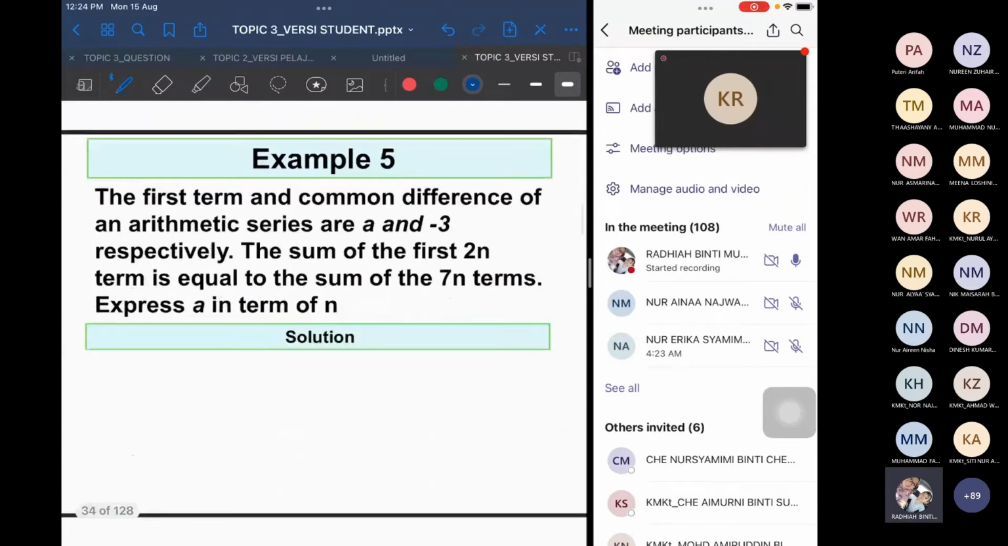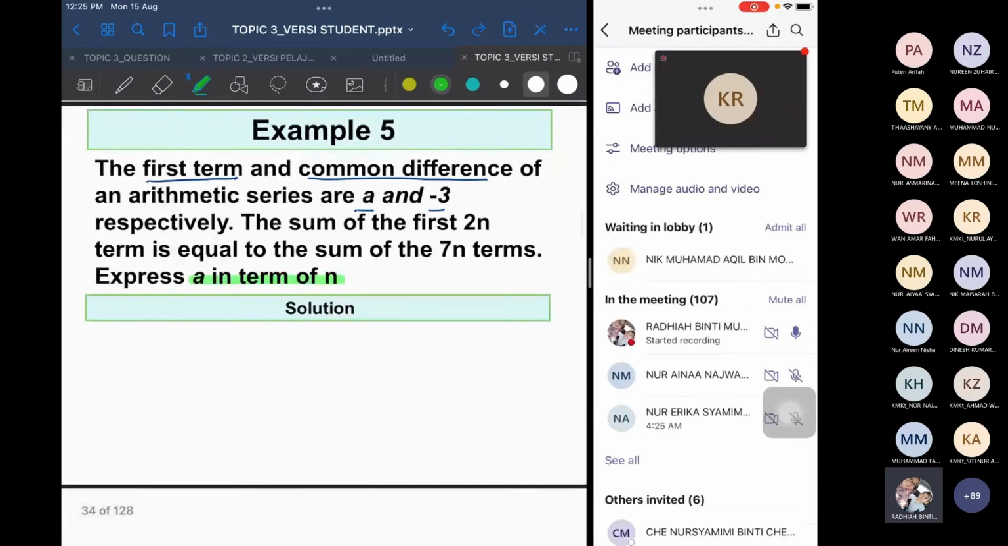Okay, so untuk example 5, dia kata the first term and the common difference of the arithmetic series are A and -3 respectively. Okay, so bila dia kata respectively, maksudnya first term ni adalah A, common difference adalah -3. You kena baca tu mengikut urutan dia. Tu maksud dia. Okay, dia kata the sum of the first 2n term is equal to the sum of the 7n term. Okay, and then dia kata express A in term of n. Maksudnya you punya jawapan tu kena express dalam bentuk A dan n lah.